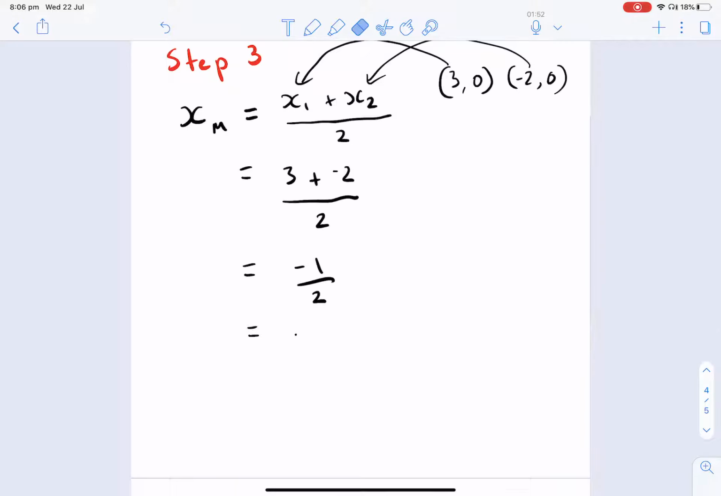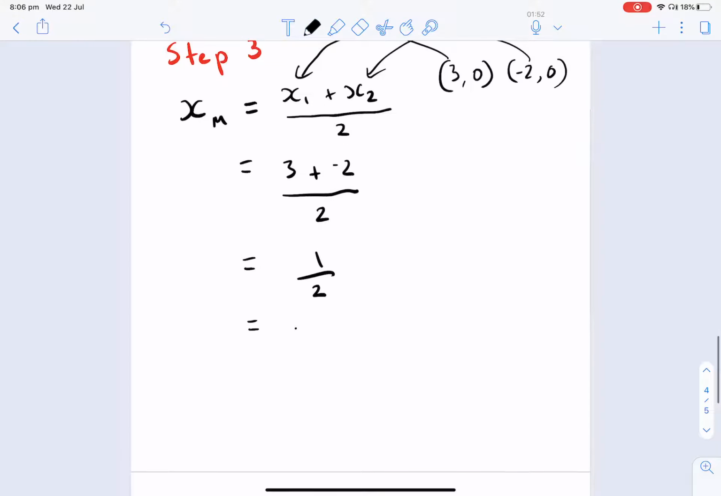Correction. Sorry guys, made a little mistake. It's not negative, it's +1 divided by 2. So that gives us an x value of 0.5 at our midpoint.